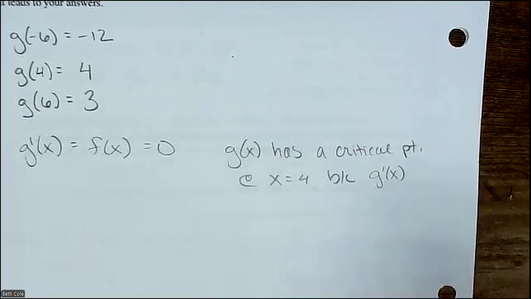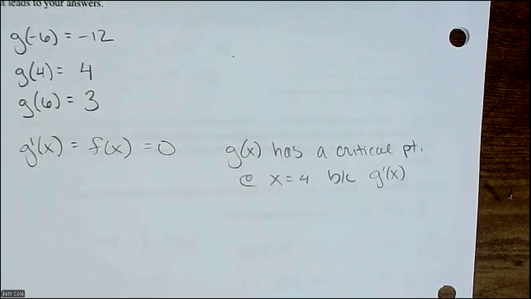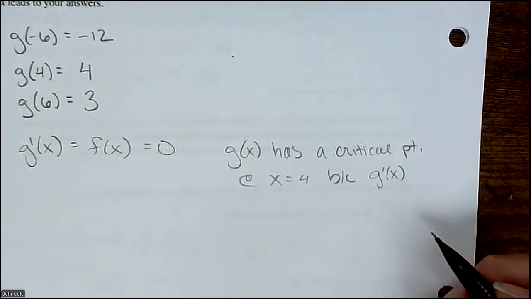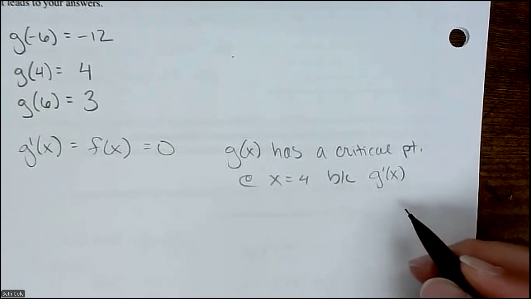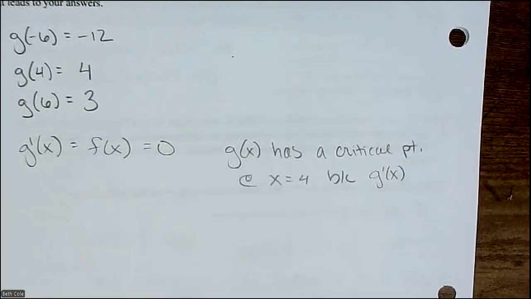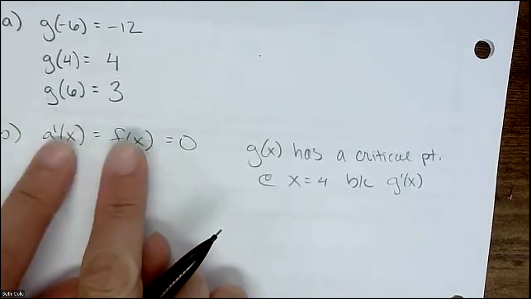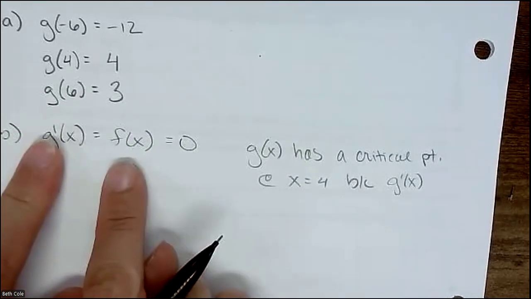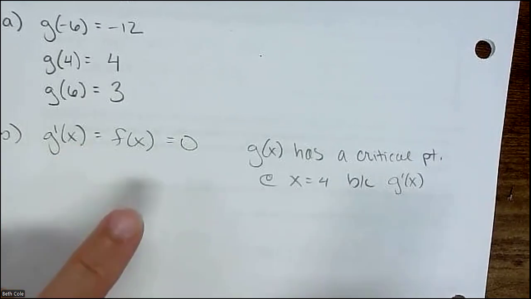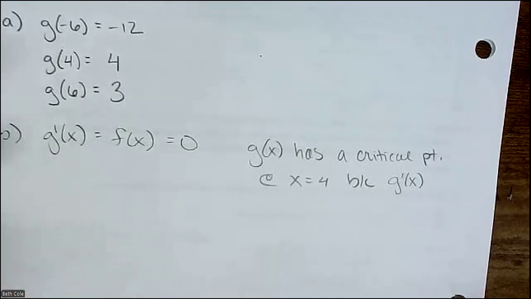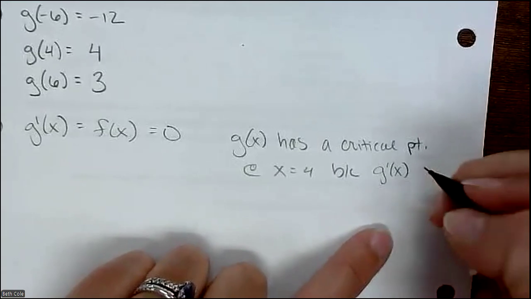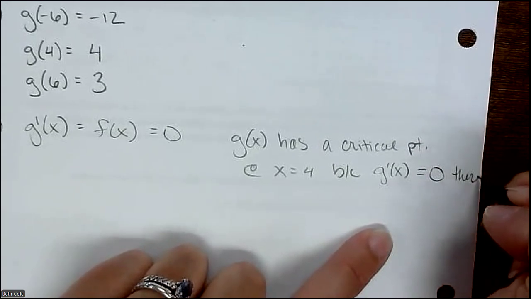They won't give you the graph either. Who's your source that you're citing? G prime, or f of x. Once you've linked them together, they're interchangeable. So instead of g prime, if you want to put f, that's fine. But I like when you cite the derivative because it is the first derivative test, right? Because g prime of x equals 0 there.